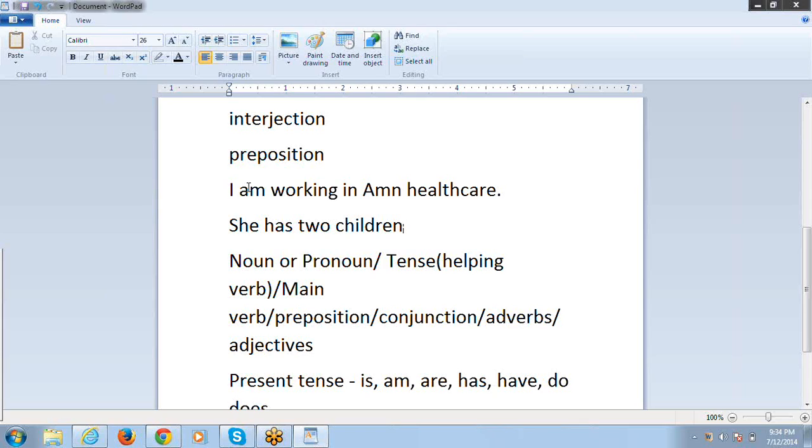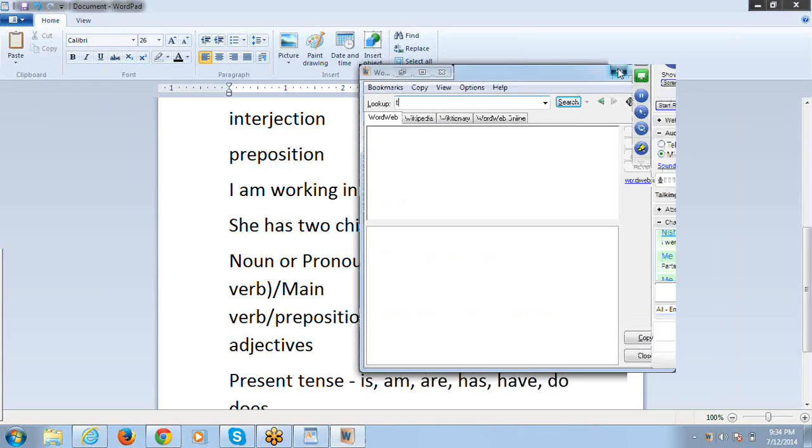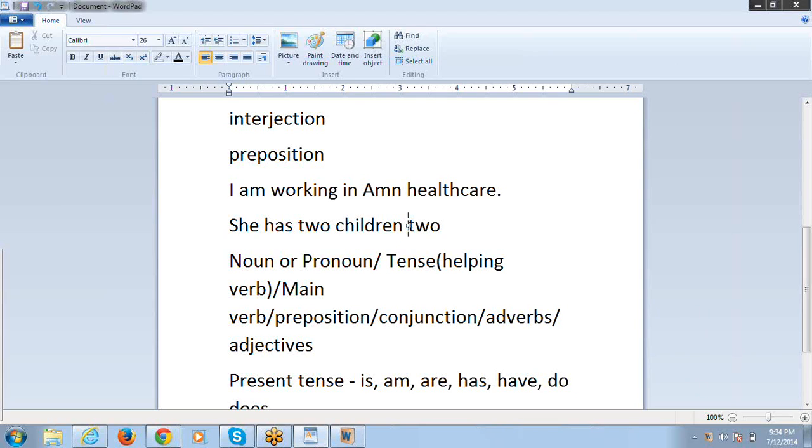Now, two children. Two is what? The number. What is two exactly? The number, but that comes in a noun. Okay, but two before children. Before that, I have to know exactly what the noun, pronoun, and verb are.